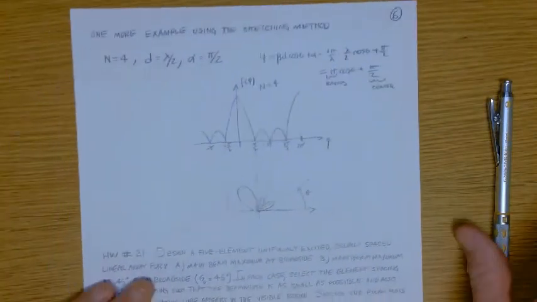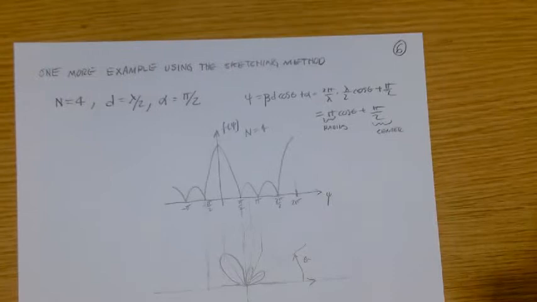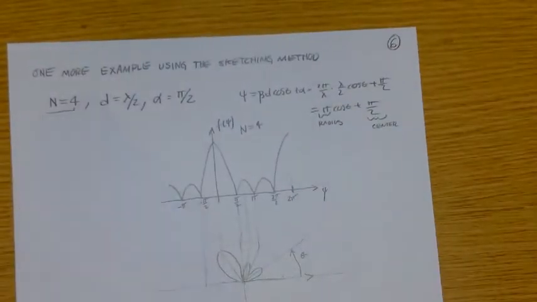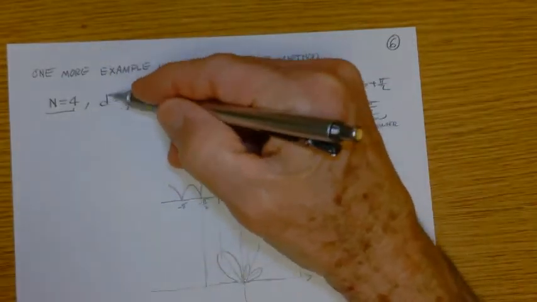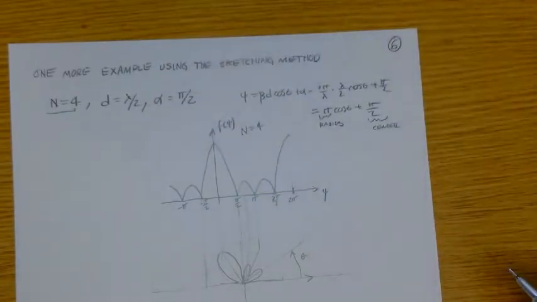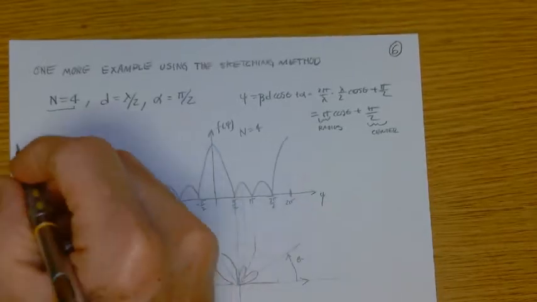Let's do one more example using the sketching method. Let's try this. N equals 4 this time. So we're going to get away from the n equal 2 case. We sort of beat it to death. And then half-wavelength spacing, a phase shift of pi over 2. So the reference element is one of 4 of them.